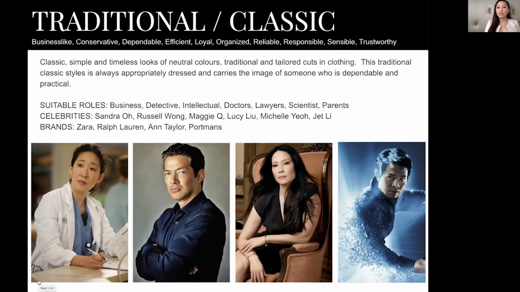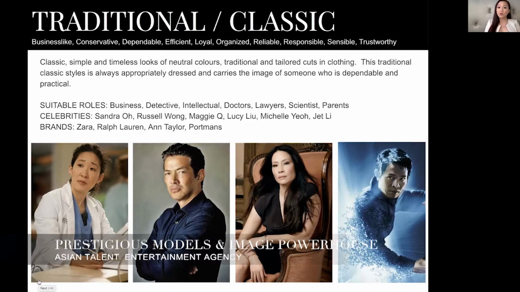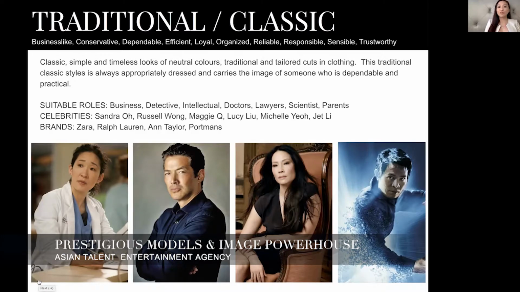This traditional classic style is always appropriately dressed and carries the image of someone who is very dependable and practical. Some of the suitable roles are business, detective, intellectual, doctors, lawyers, scientists, and parents. Celebrities: Sandra Oh, Russell Wong, Maggie Q, Lucy Liu, Michelle Yeoh, and Jet Li.